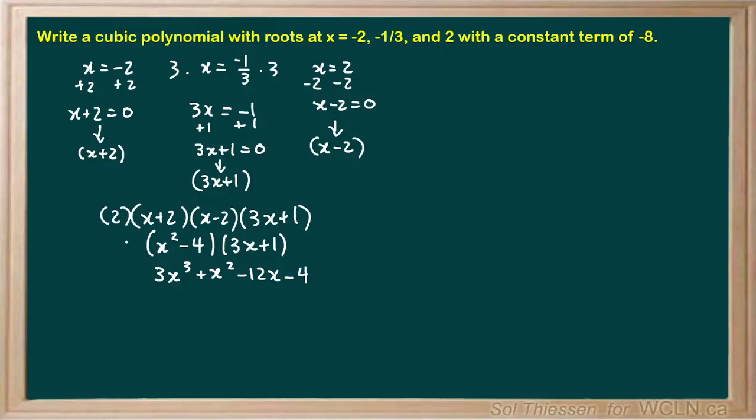So if I put a 2 here, a 2 here, and a 2 here, we'll end up with 6x cubed plus 2x squared minus 24x minus 8. And that is the polynomial that we're looking for. It's a cubic polynomial with the specified roots, as you can see from the factored form, and a constant term of -8.